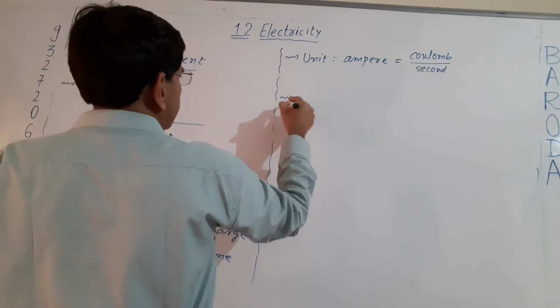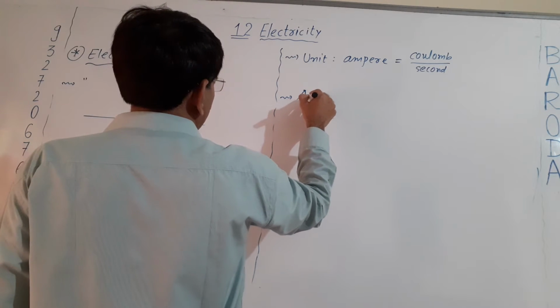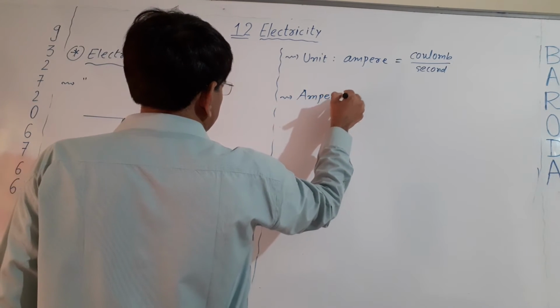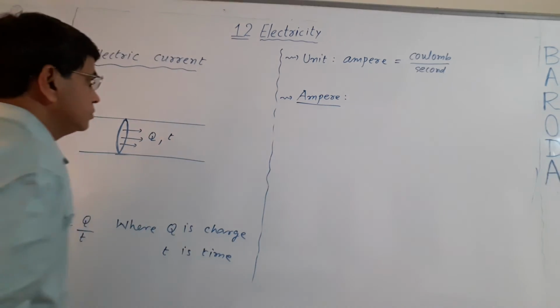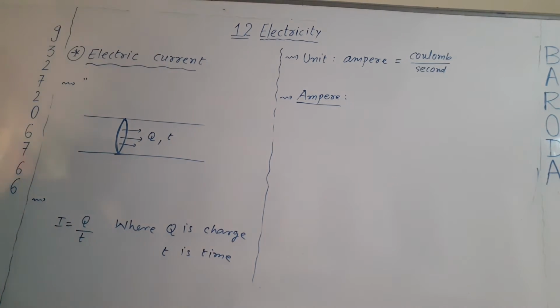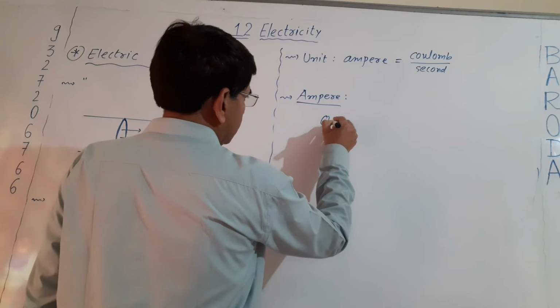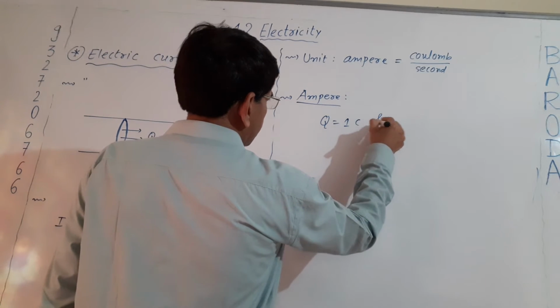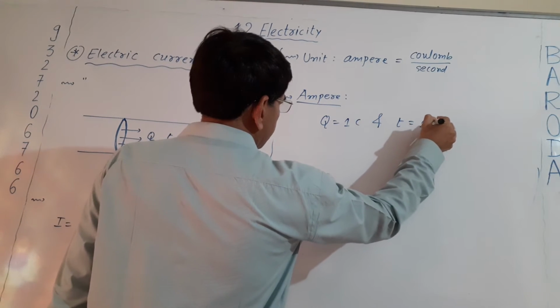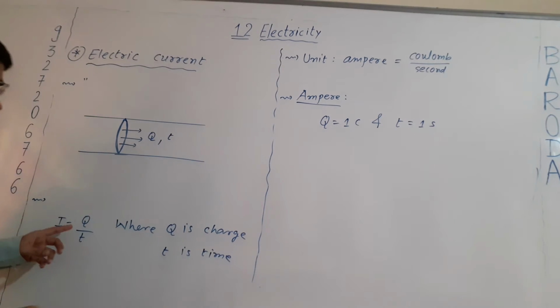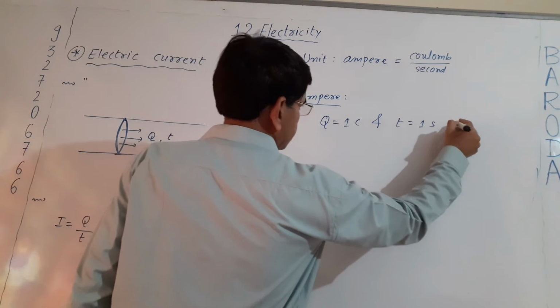So how can we write the definition of ampere? If we take Q equals 1 coulomb and T equals 1 second, then the answer will be 1 ampere.